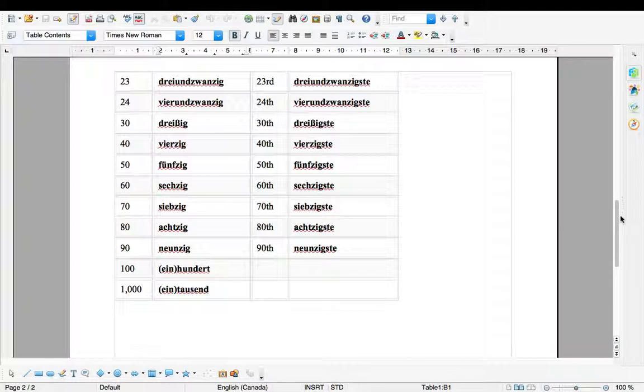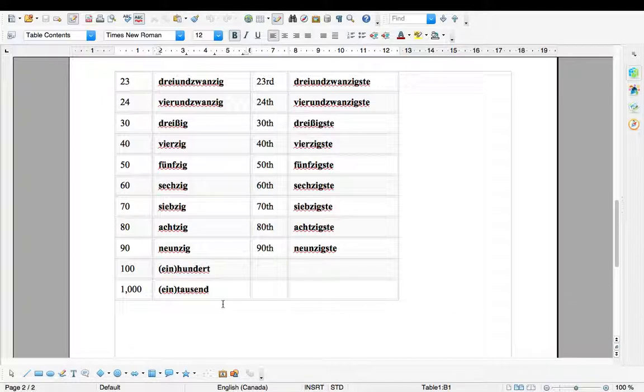Then comes 50, 60, 70. Again, it's not what you might expect, it's 70. 80, 90, 100. So 200 will be 200. 1,000 is 1,000, 2,000, and so on.